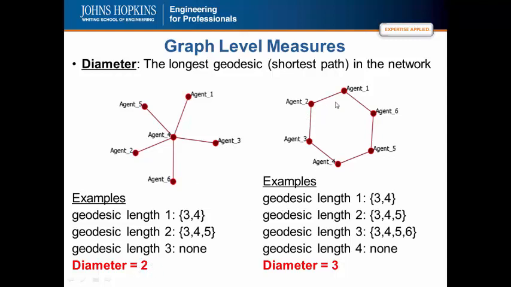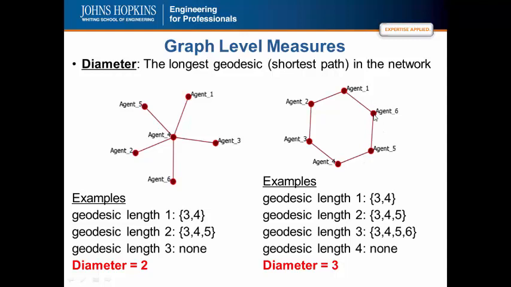Over to the right, is there an example of a geodesic of length 1? Again, 3 to 4 is an example of a geodesic of length 1. 3, 4, 5 is also in this ring network and is a geodesic of length 2. In the ring network, however, we also have a geodesic of length 3, going from 3, 4, 5, 6.